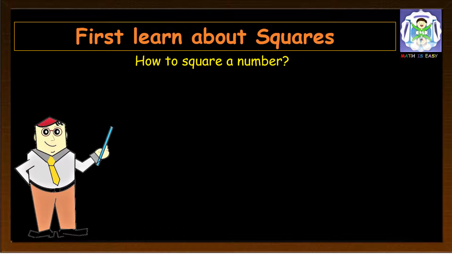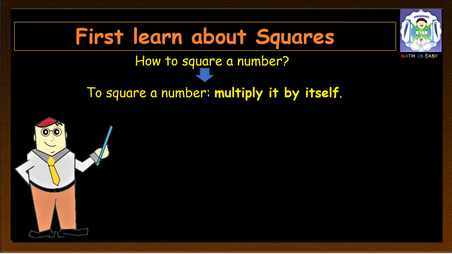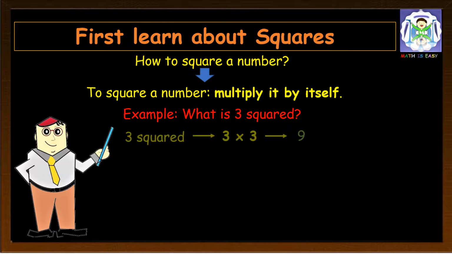As per the definition, the square of a number is that number multiplied by itself. It's very simple: multiply that number by itself. Let's take an example. Suppose a question asks, what is the square of 3? As per the definition, multiply that number by itself, so we multiply 3 by 3. That gives 9. So the square of 3 is 9.